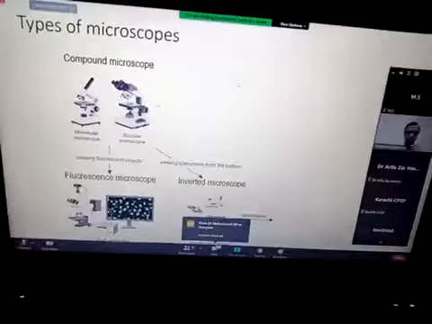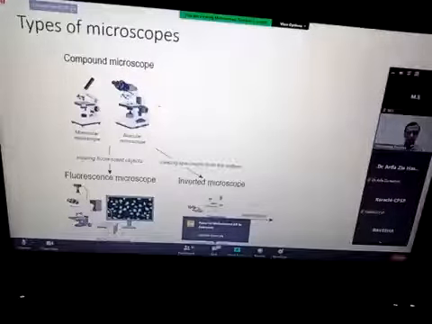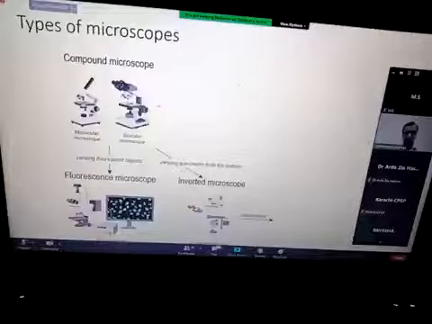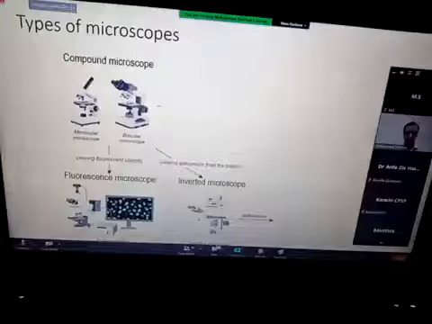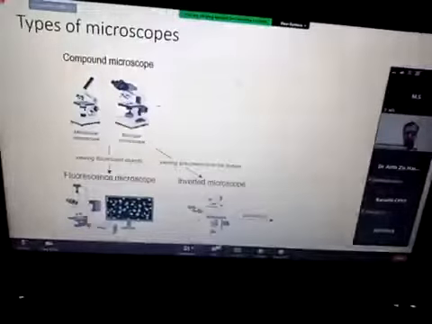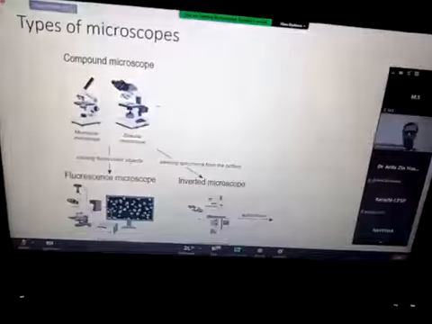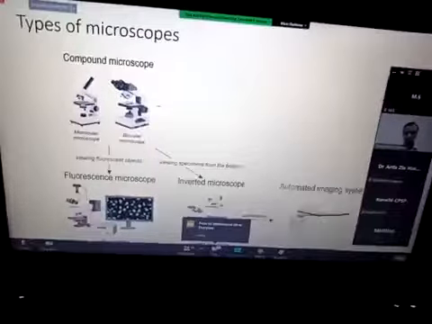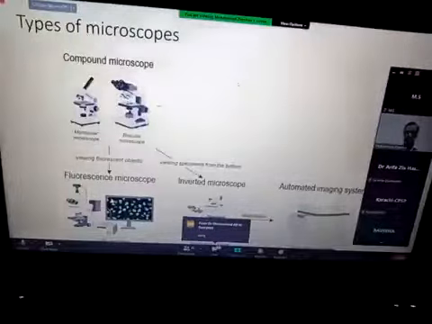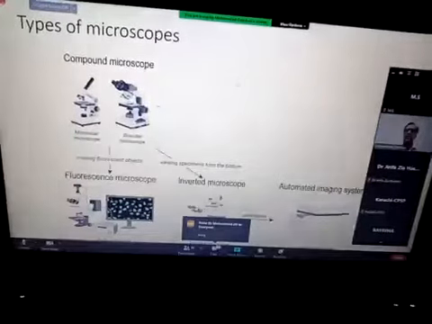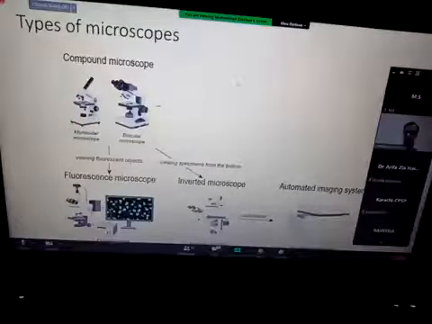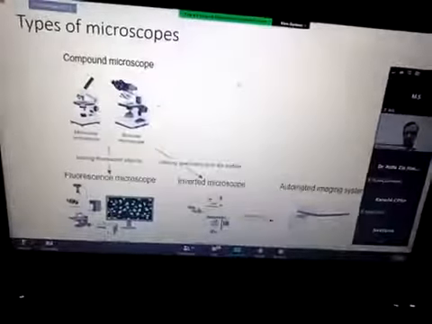So this type of microscope we use in the lab. These microscopes use light as a source for imaging. But if we have fluorescence, we use the fluorescent microscope. Usually in the lab, we use fluorescence for different objects. We use fluorescence for seeing some fungus also. So there are different microscopes.